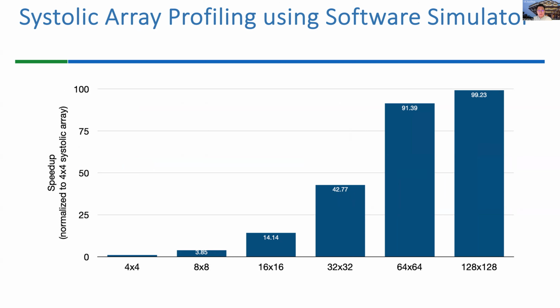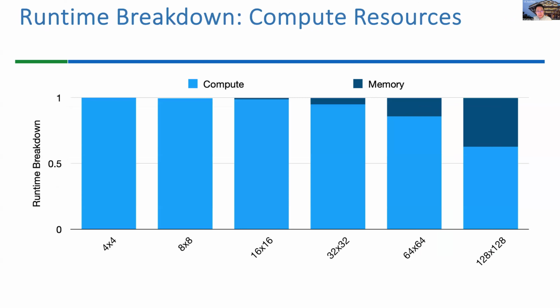The x-axis of the figure is the systolic array size, and the y-axis is the normalized performance speedup running a matrix multiplication kernel. As we can see, up to the 64 by 64 systolic array, the performance scales with the increase of PE units, but the performance gain for the 128 by 128 systolic array broke the scaling. The next graph shows the reason for the break in scaling.